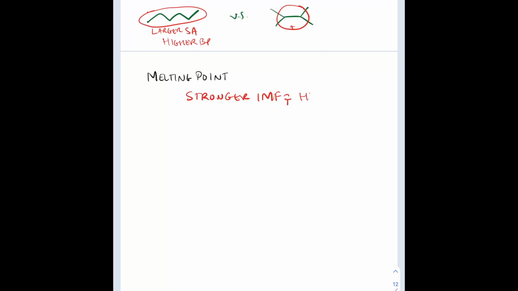Stronger intermolecular forces equals higher melting point, right? If we have a more symmetrical molecule, we will have a higher melting point. And that's where this is a little bit different than boiling point. So more symmetry equals higher melting point. And we'll do a couple examples after this.